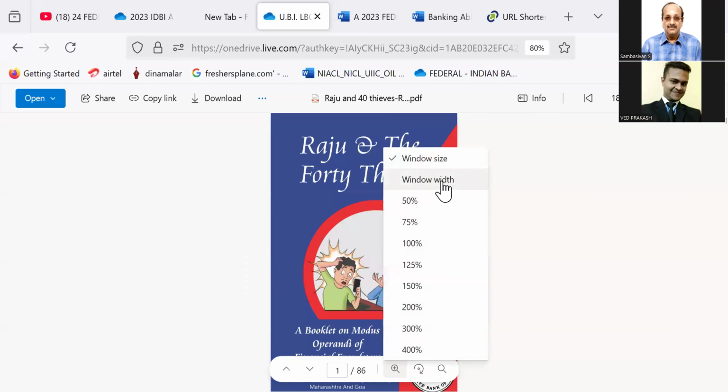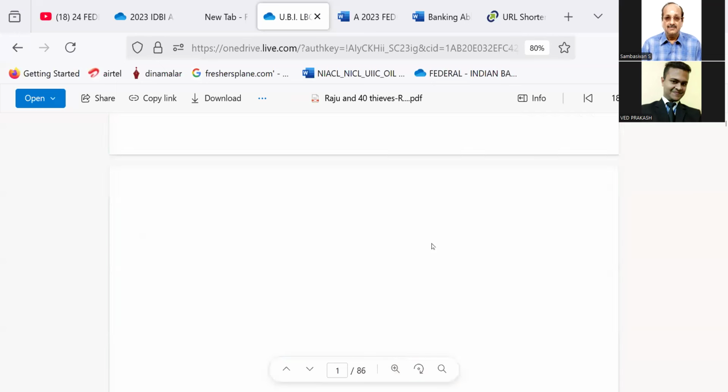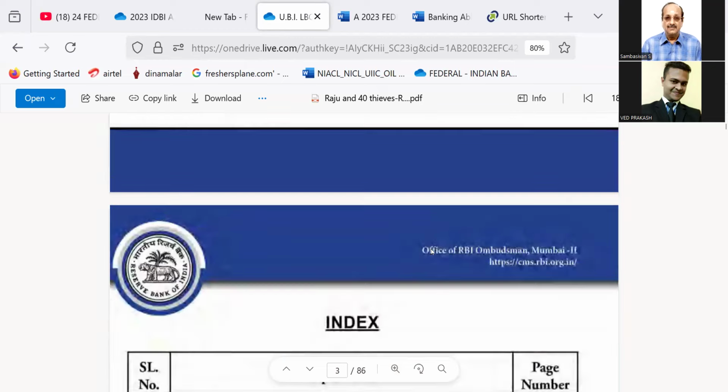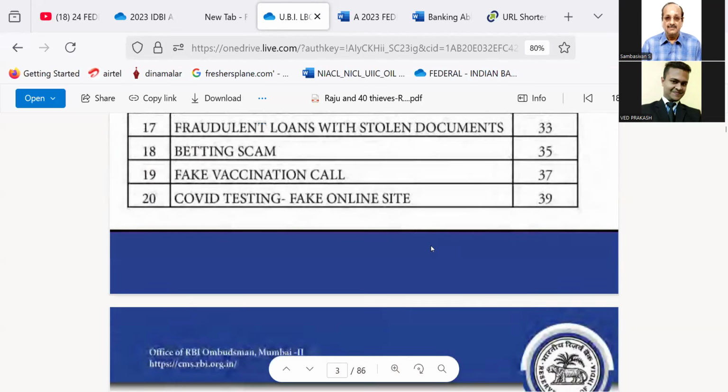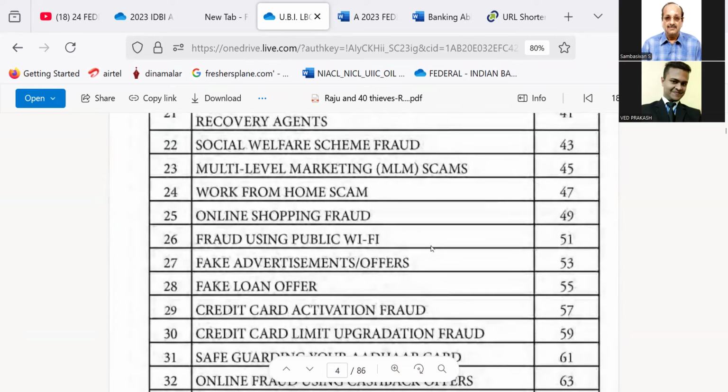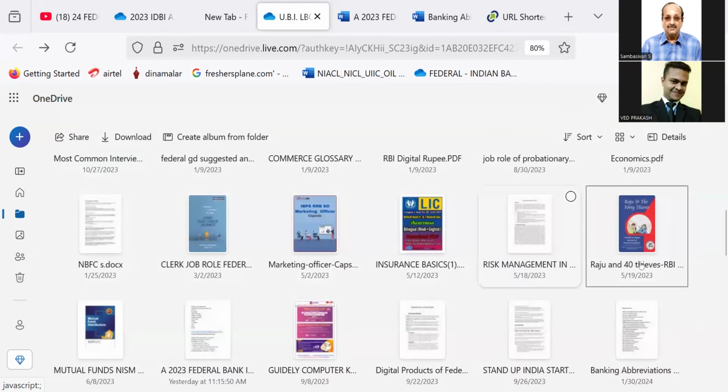This one is the publication of Reserve Bank of India, which tells about the frauds that are committed nowadays on innocent people like us. So please go through this also, like phishing, mishing, whatever it is. ये सबको पढ़ लीजिए.